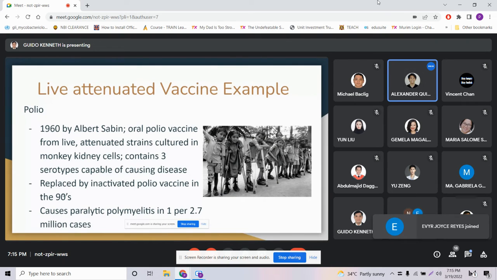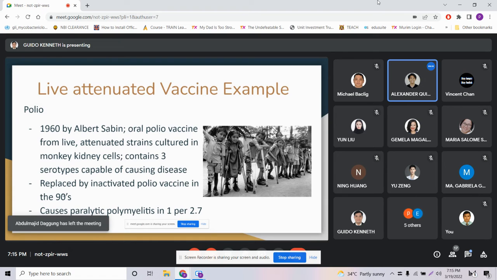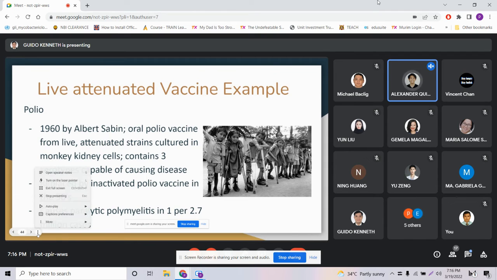Polio, if you remember, causes aseptic meningitis, which is very detrimental to those infected. So in 1960, Albert Sabin made an oral polio vaccine from a live attenuated strain, which he cultured in monkey kidney cells containing 3 types that are capable of causing disease. However, this vaccine was replaced. This was actually the vaccine used from 1963 to 1987 until an inactivated polio vaccine was licensed.